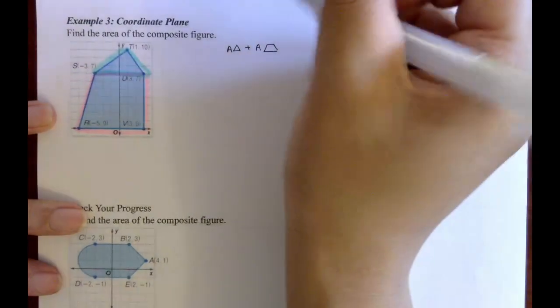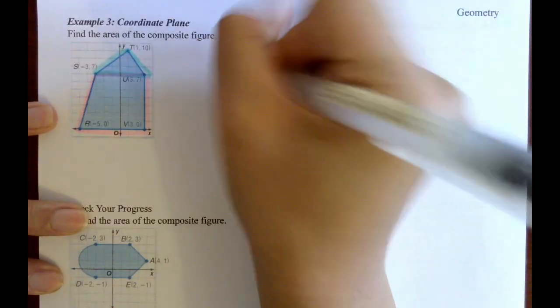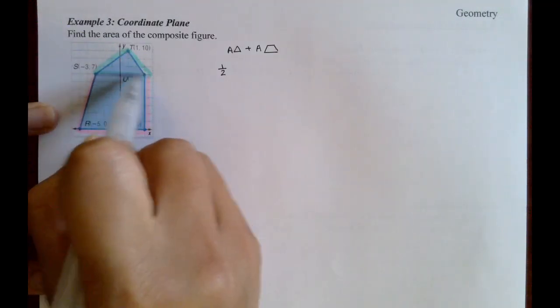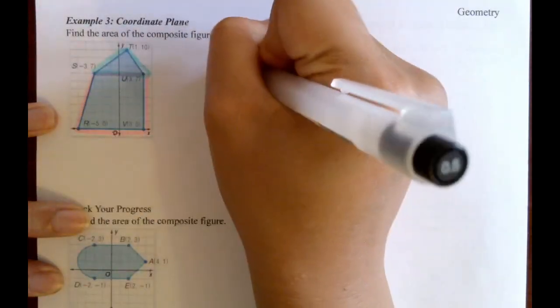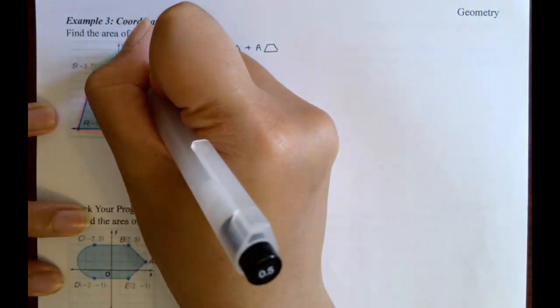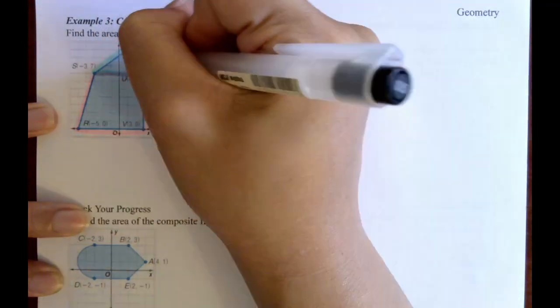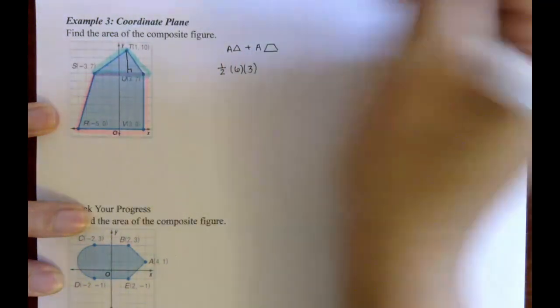Okay, so area of a triangle is 1/2 base times height, so 1/2. The base here is from -3 to 3, and that is 1, 2, 3, 4, 5, 6 units long, so 1/2 times 6. And then the height, remember you want it to be perpendicular, so this is the height that you're looking for, and that's 1, 2, 3. Okay, so that's area of the triangle.